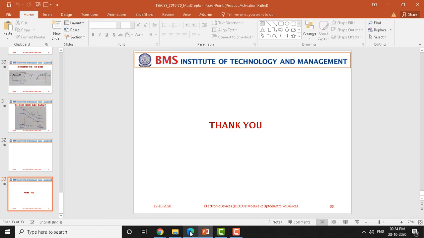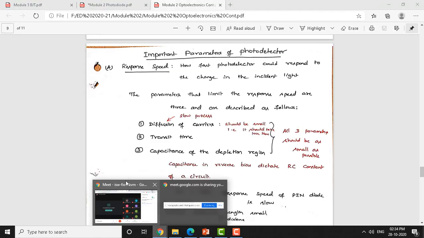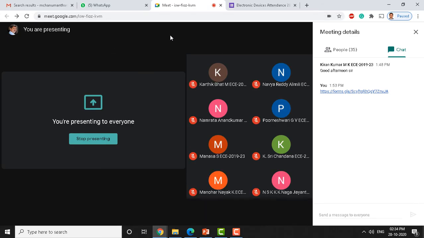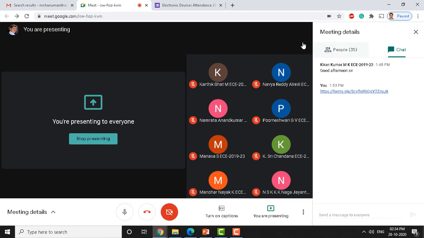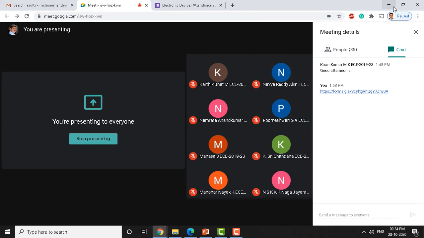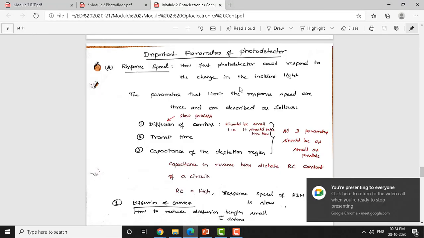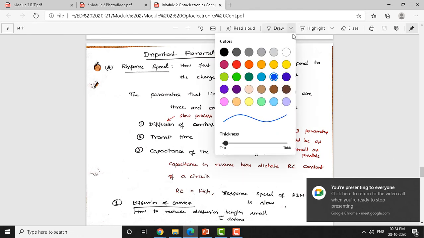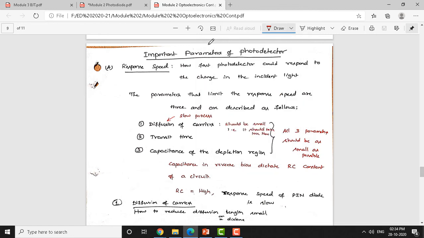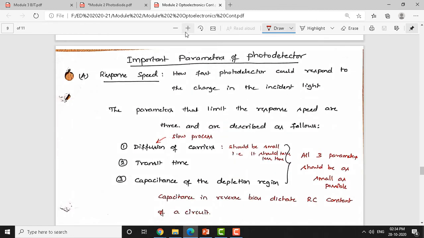With that, I think we will move on to the next important parameters. Let me jump to the important parameters, just skip this. Any questions so far about the working principle of the photodetector? No questions? Okay. Now, let us move to the important parameters of a photodetector.